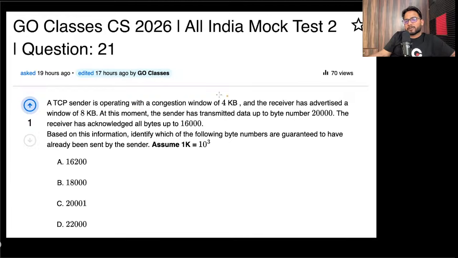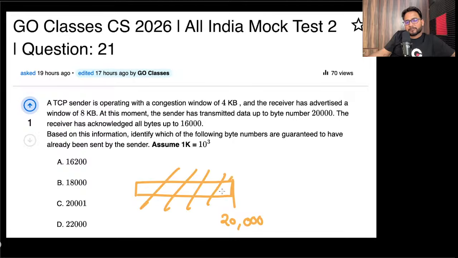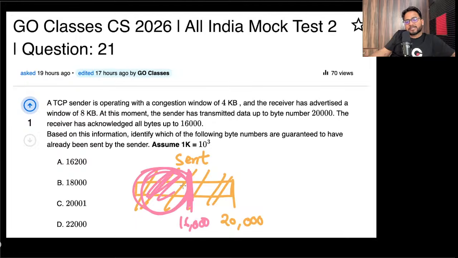Let's suppose TCP is operating with a congestion window of 4 KB, and the receiver is advertising a receiver window of 8 KB. At this moment, the sender has transmitted data up to 20,000. So this is sent. The receiver acknowledges all the bytes till 16,000, so these are even acknowledged. This is sent and acknowledged.